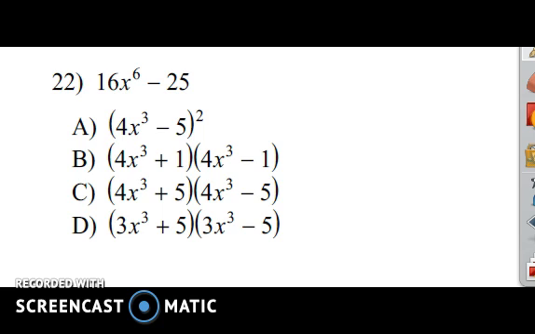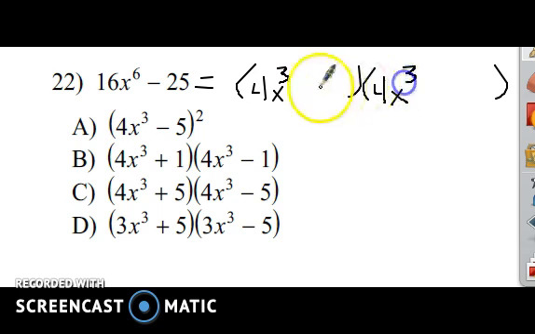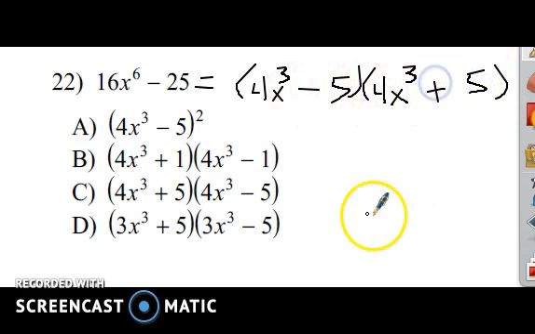Okay, so for our next one, we have a variation of a difference of squares. 16 is 4 times 4, and x to the 6th is x to the 3rd times x to the 3rd. 25 is 5 times 5. So we have 4x to the 3rd times 4x to the 3rd, and 5 times 5 is 25. We need one minus, one plus, and that gives us C.